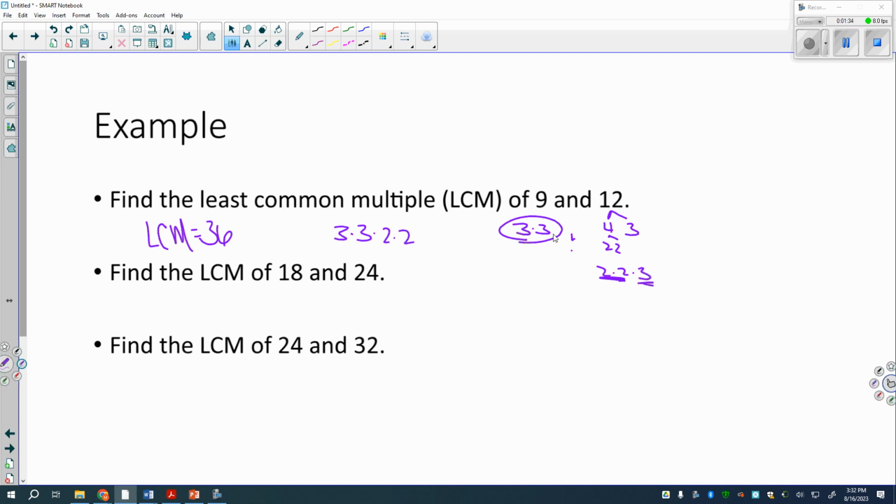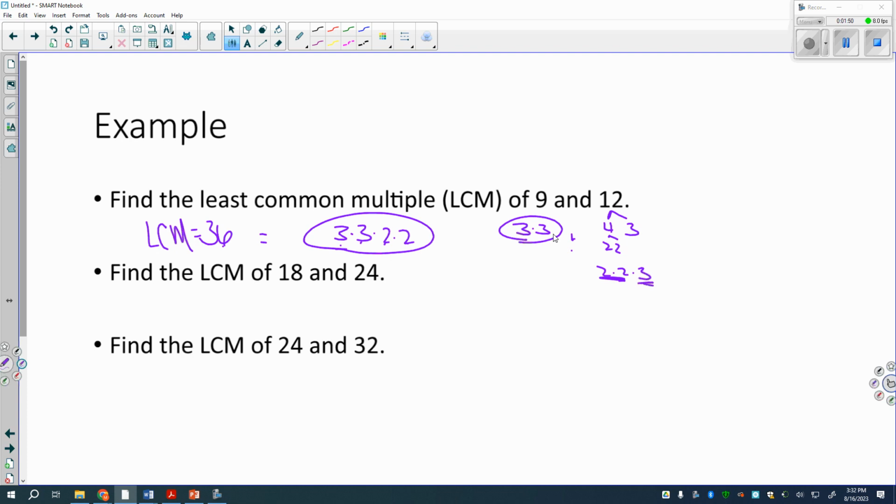And so if I take enough to cover all the numbers from each of them, and look at this, 3 times 3 is 9, times 2 is 18, times 2 is 36. That gives me the LCM.